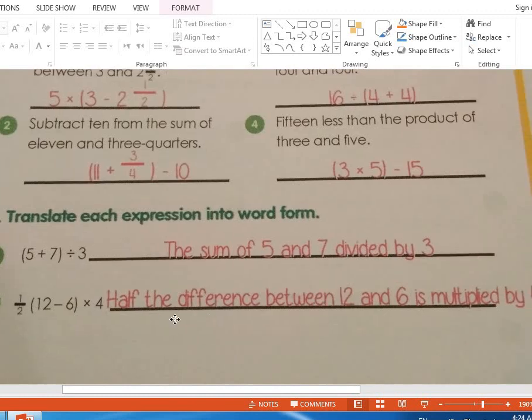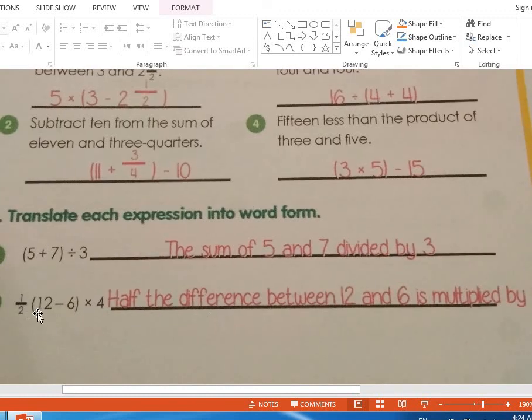What can I say here? Half the difference, very easy now, between 12 and 6 is multiplied by 4.